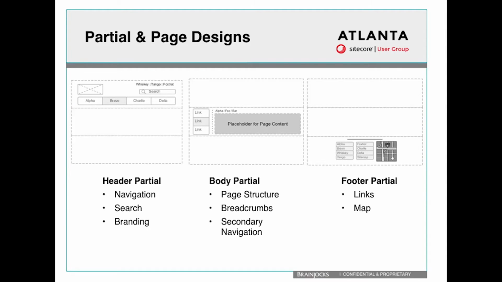So here you can see I've got multiple partial designs that I've defined in this mock-up. On my header, I've got navigation, search, branding. On my footer, I've got links and a map and so on and so forth. SXA comes with all of these components that I've put here out of the box, right? So if you want a map component, you want to put it in your footer, you can do it.